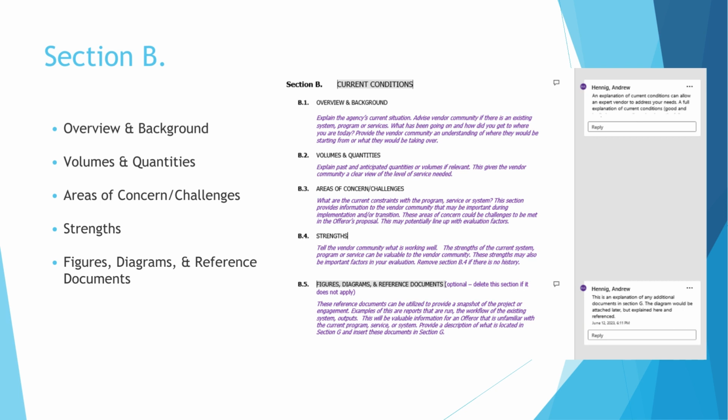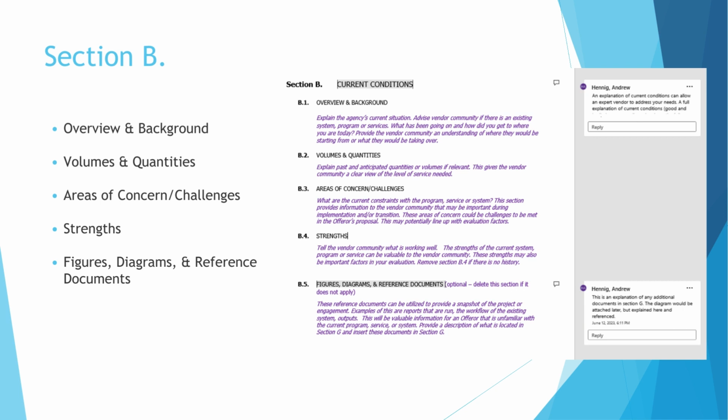Strengths. What is working well for the agency right now? This often gets overlooked, but it can be very important to tell the vendor community what is going well. These strengths would be important evaluation criteria for the agency to review how an offerer is going to continue or expand the strengths that the current system has.